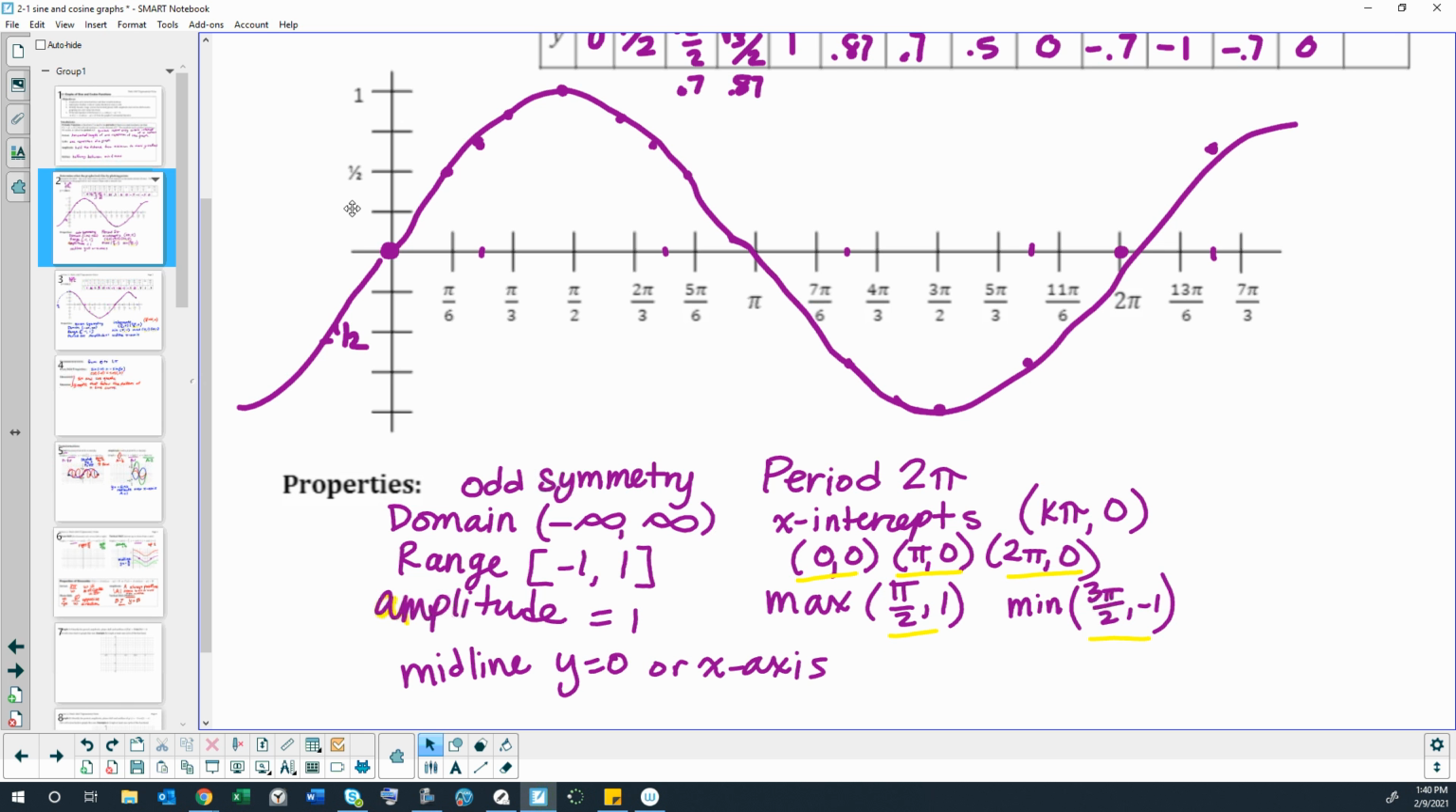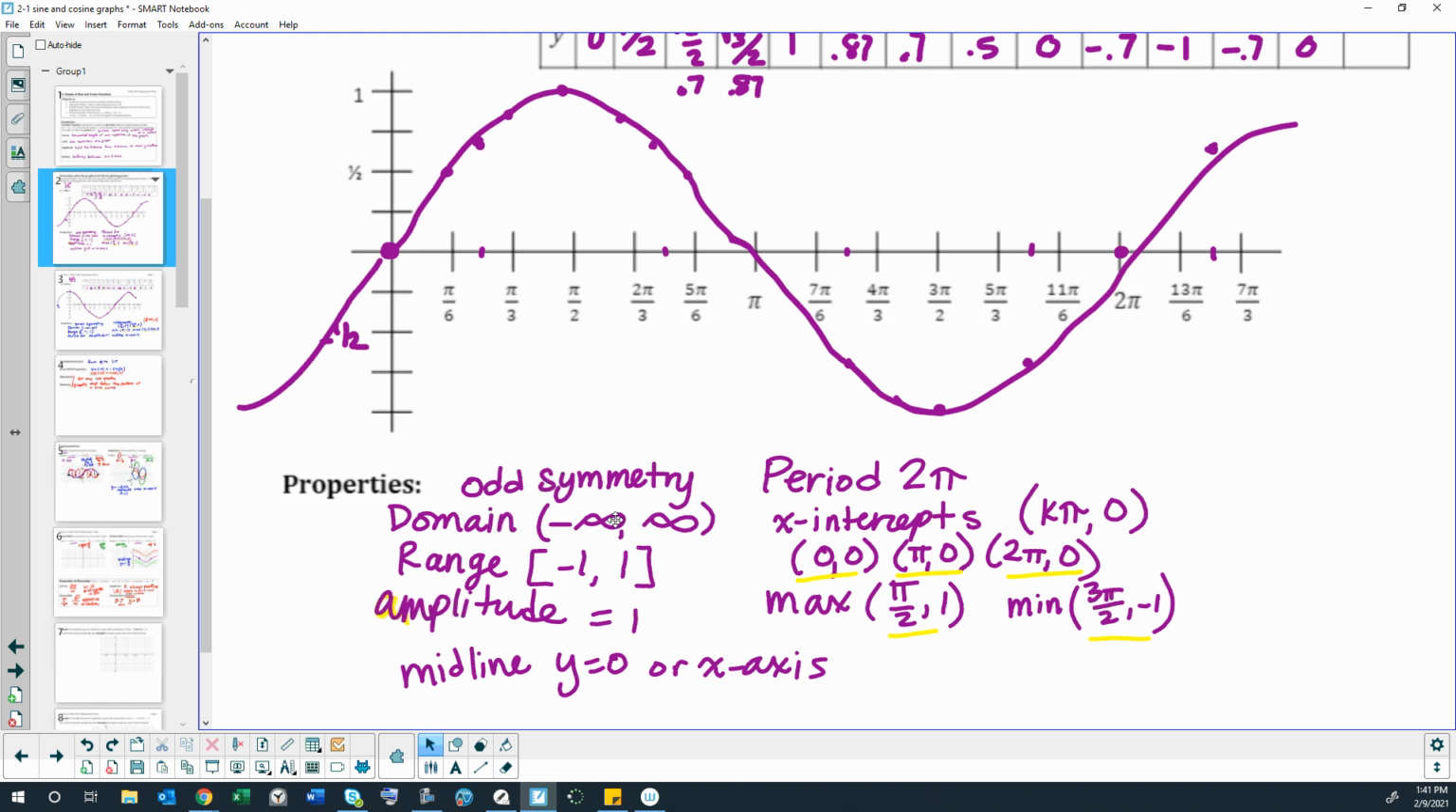The period of this graph is 2 pi because that's how far we have to go from the x-axis at (0, 0), up to the maximum at 1, down to the minimum at -1, and back up to (0, 0) before it repeats again. So the period is one repeat, one cycle of the graph.